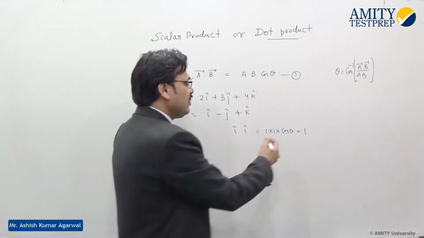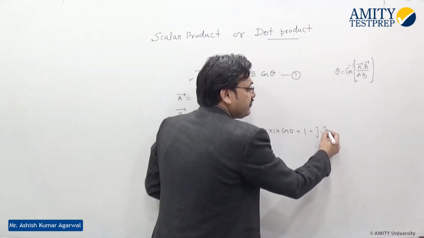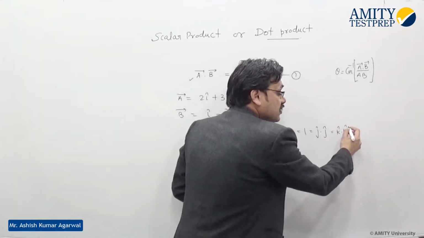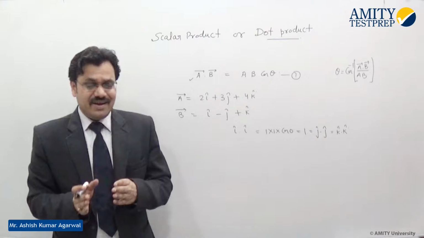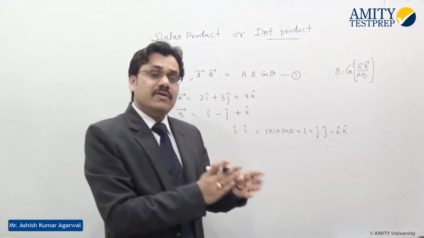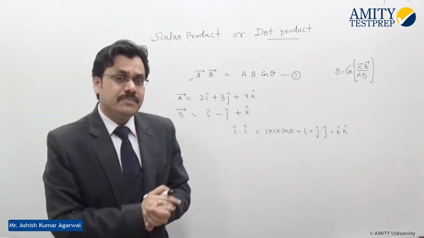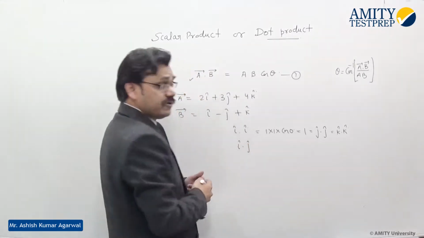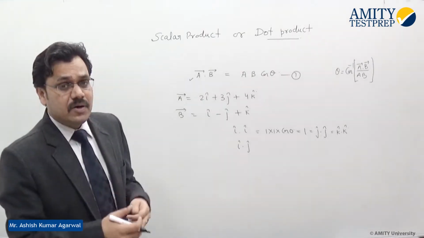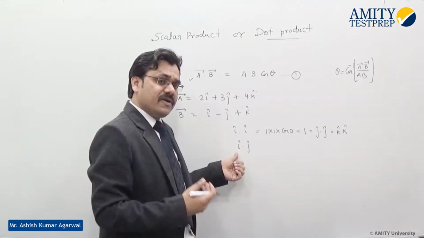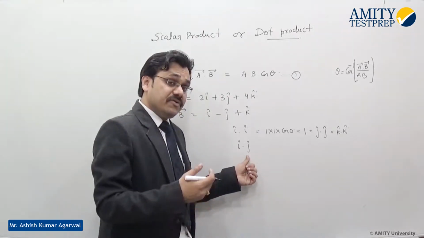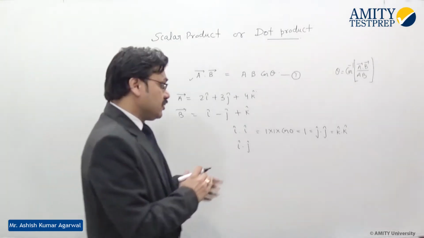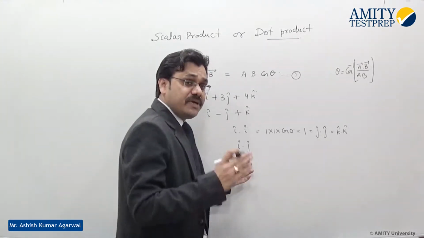In the same pattern, j vector dot j vector is equal to 1 and k vector dot k vector is equal to 1. It means i dot i will be 1, j dot j will be 1 and k dot k will be 1. Now what happens if I multiply two perpendicular unit vectors like i cap dot j cap? i cap is a unit vector along the x-axis, j cap is a unit vector along the y-axis. The x-axis and y-axis are perpendicular to each other. So the angle between these two vectors should be 90.